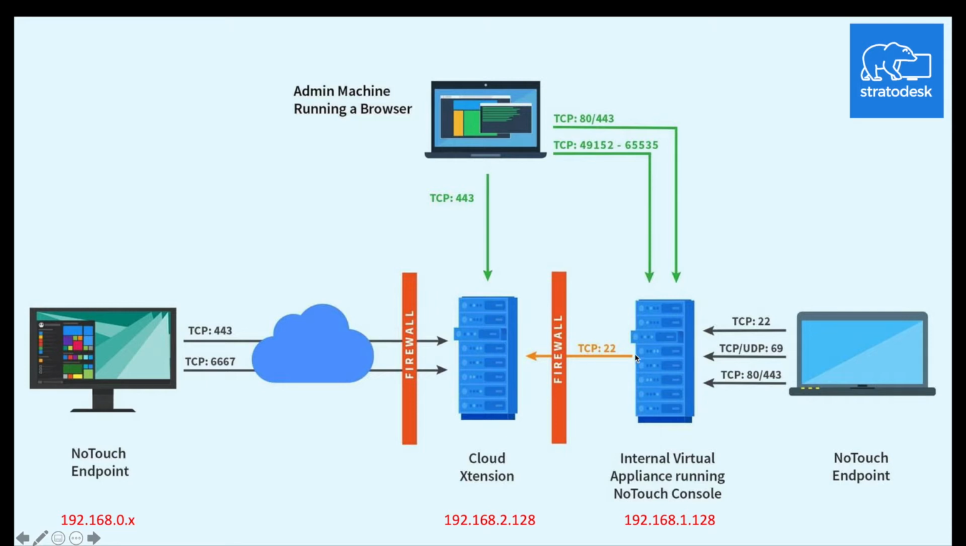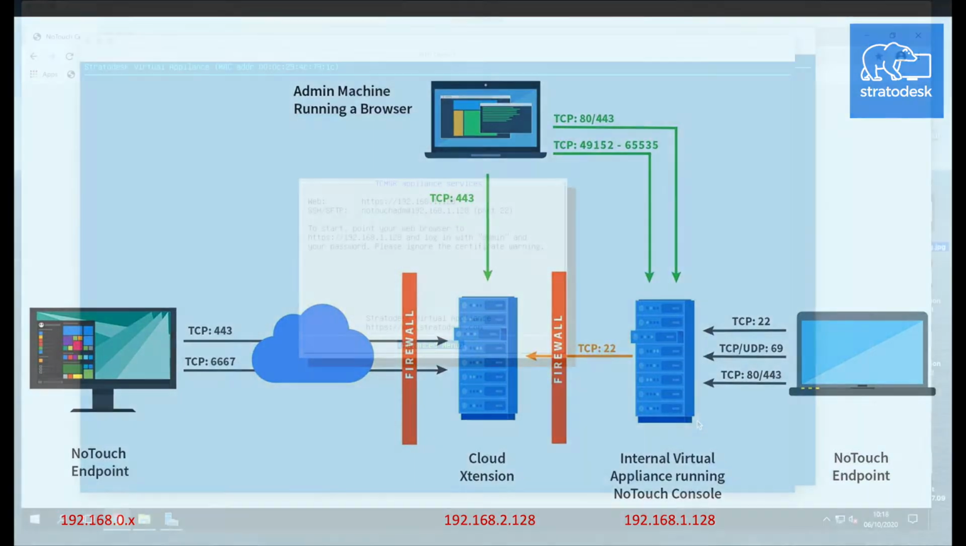Now, the communication between the internal NoTouch Center and the cloud extension is all done over port 22 using reverse SSH. The communication between the endpoints and the cloud extension is done over port 443, and then we also use port 667, which is used for screen shadowing. So that's an important consideration.